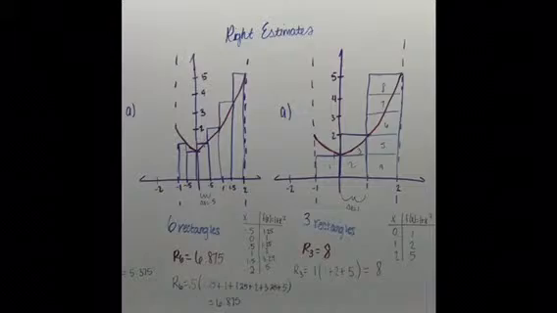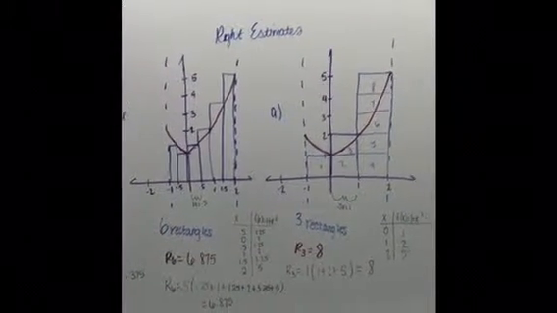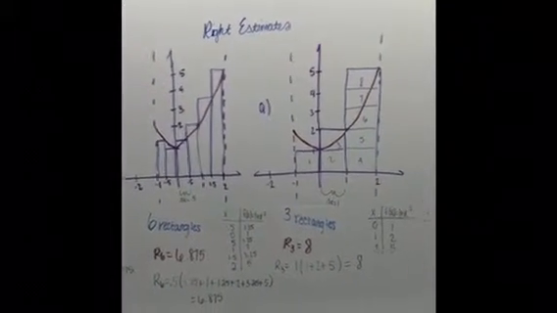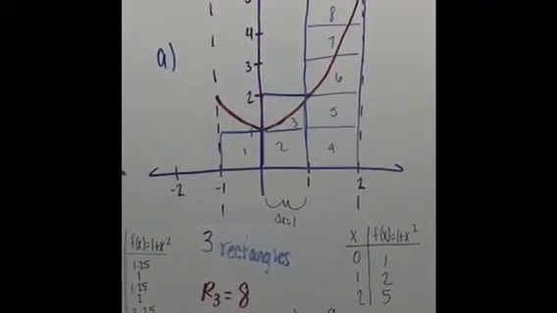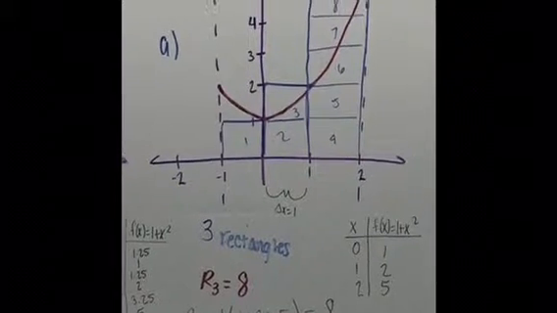So this is part A of number 5. On the right we have 3 rectangles of the right hand estimate, and as you can see, 3 rectangles isn't too much, and it gives us a total of 8.